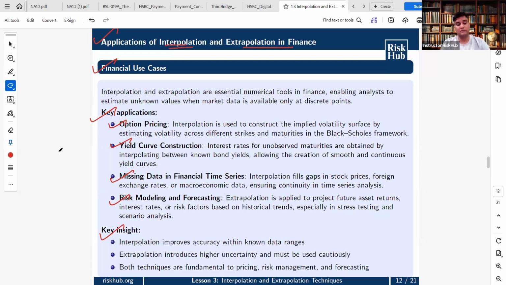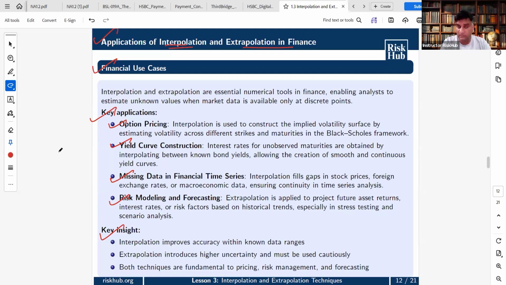You have missing financial time series: sometimes data has gaps, such as missing prices, missing FX rates, missing macro data. Interpolation can still fill missing values, but be careful with traded prices. Blindly filling missing data can distort volatility and correlation. Risk modeling and forecasting also: extrapolation is used in scenario analysis and stress testing.